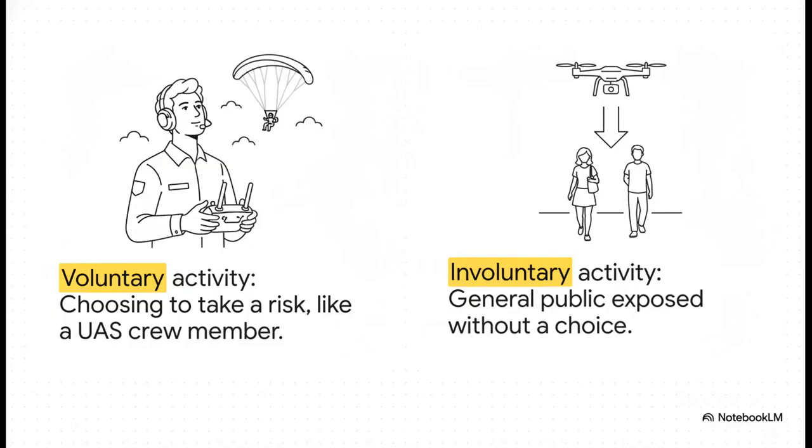The handbook clearly delineates between voluntary and involuntary activity. A voluntary activity means you consciously made a choice to put yourself at risk, like taking a job as a UAS crew member or deciding to go recreational paragliding. Involuntary activity, on the other hand, involves the general public on the ground who made no such choice. Aviation safety rules are heavily skewed toward protecting the involuntary public from the kinetic energy of a falling drone.